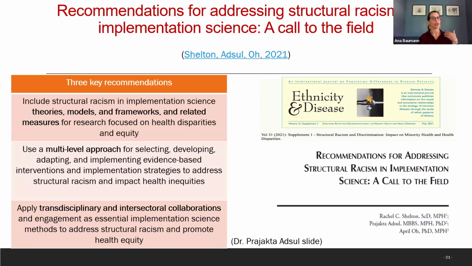Rachel Shelton, Prajakta Adsal, April O, and many others have put forth recommendations on how to actively address racism in the context of implementation science, meaning in the context of how you implement interventions in usual care. We need to think through what are the theories that are informing how and why you're selecting the strategies or the interventions that you use. Are you doing multiple levels approaches? And how are you selecting the team that's collaborating with you in your own work?